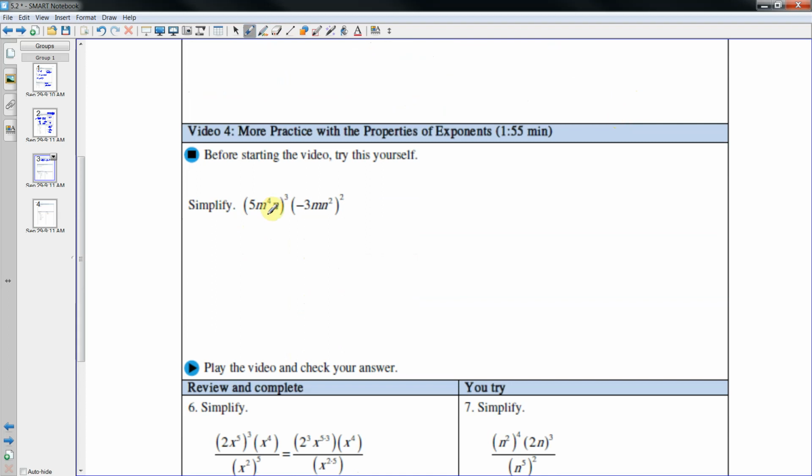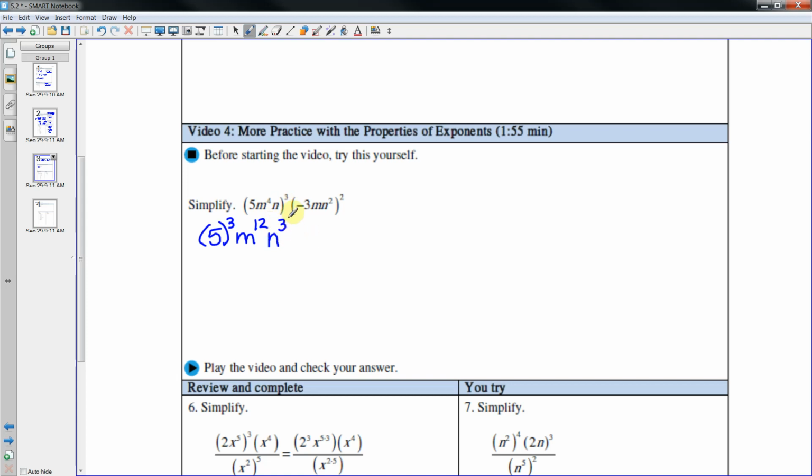Alright, let's do this next one because I think you're going to see some like these in homework. This is one where we've got two things that are multiplied. I like to take each parentheses and simplify it as far as it'll go first before we start doing any multiplying. So since they have powers on the outside of each parentheses, I need to take care of those first. So in this first one, we're going to have a 5 cubed. We're going to have an m. 4 times 3 would be 12. And we're going to have an n.